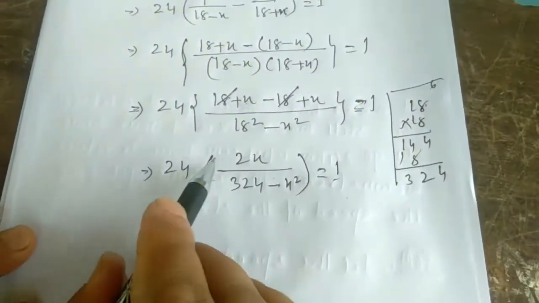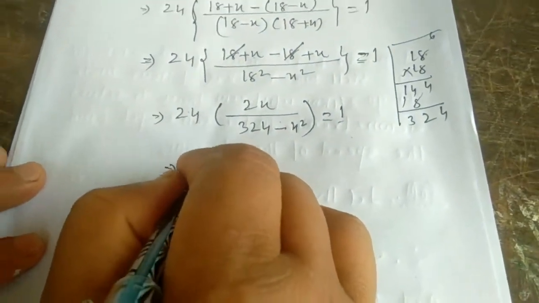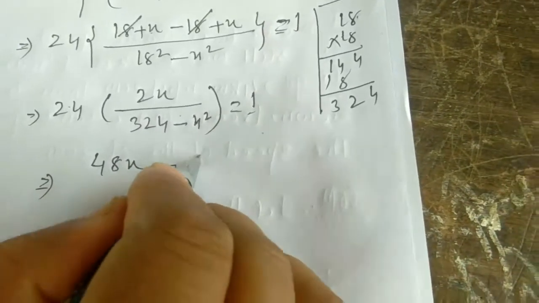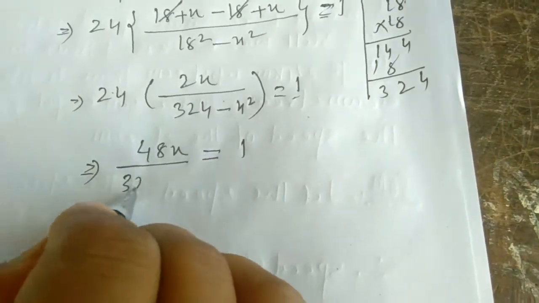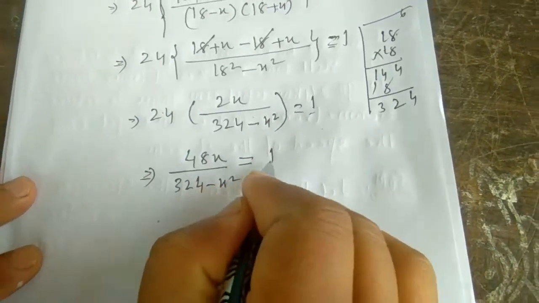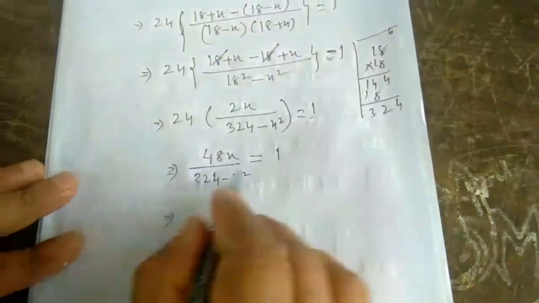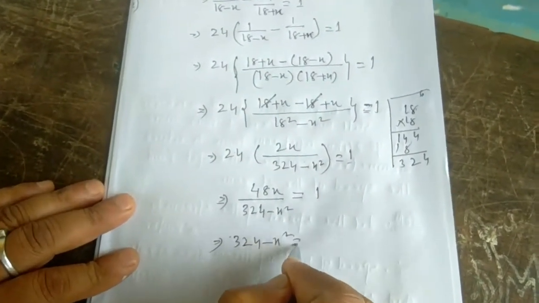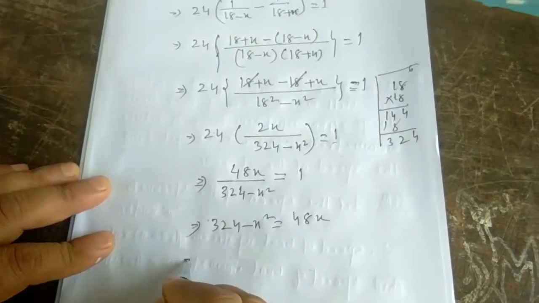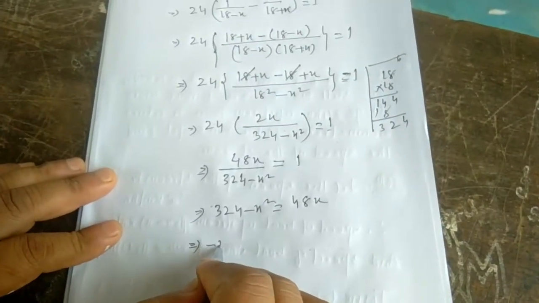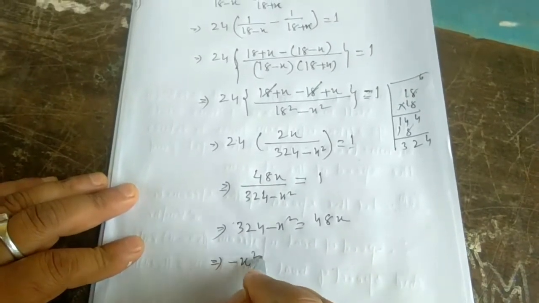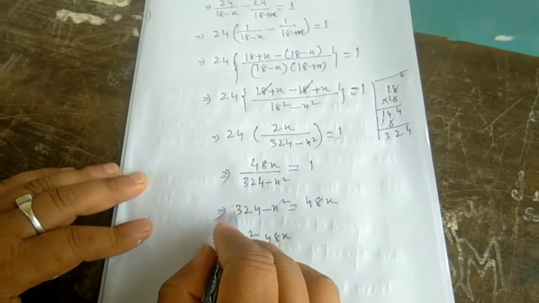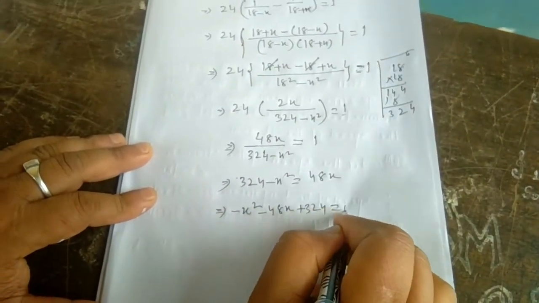Clear now? Now multiply it. 24 to the 48x, equal to 1 by this one, 324 minus x square. Cross multiply like this: 1 into 324 minus x square equal to 48x. All the terms you bring to the left side. Arrange it first. X square must be written first. This is plus, this becomes minus 48x. This is plus, so plus 324 equal to 0.